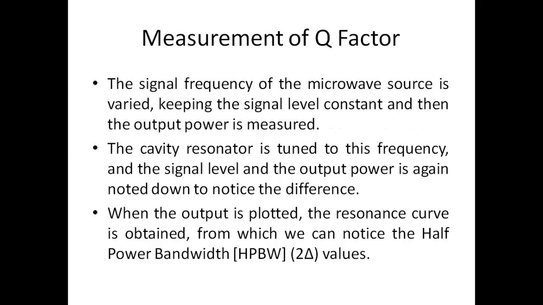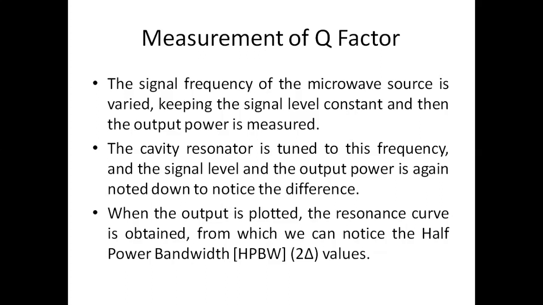So this is the measurement setup. First, the signal frequency of the microwave source is varied, keeping the signal level constant, and then the output is measured. This is the initial setup. The next step is the cavity resonator is tuned to the signal that is generated using our microwave source. Then the signal level and the output power are again noted down to notice the difference.